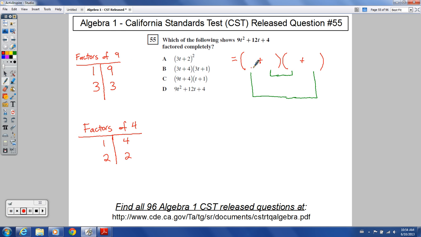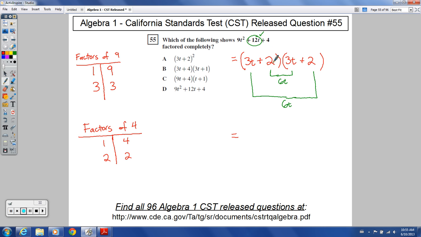So we'll put a 3t here and a 3t here. And you could try 1 and 4, but that would give you 3t, and that would give you 12t. That'd be 15t. So if I tried 2 here and 2 here, what's that going to give me? Let's find out. We've got 6t for the inside, and we've got 6t for the outside, and together 6t plus 6t would give you the 12t that you wanted. So that one checks out. That's the right factoring for this one.